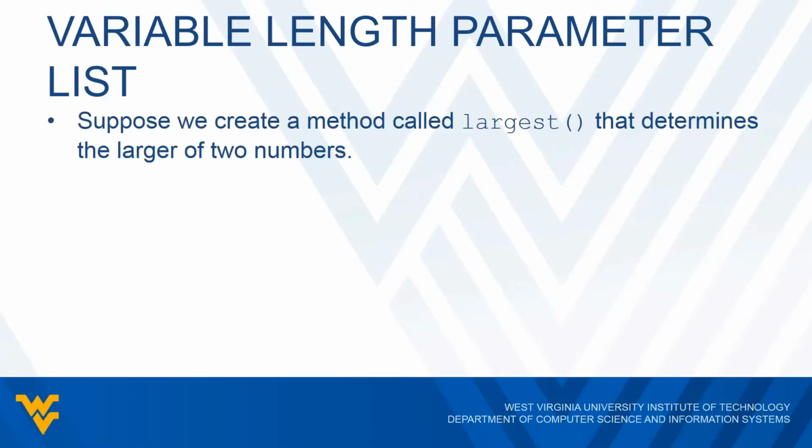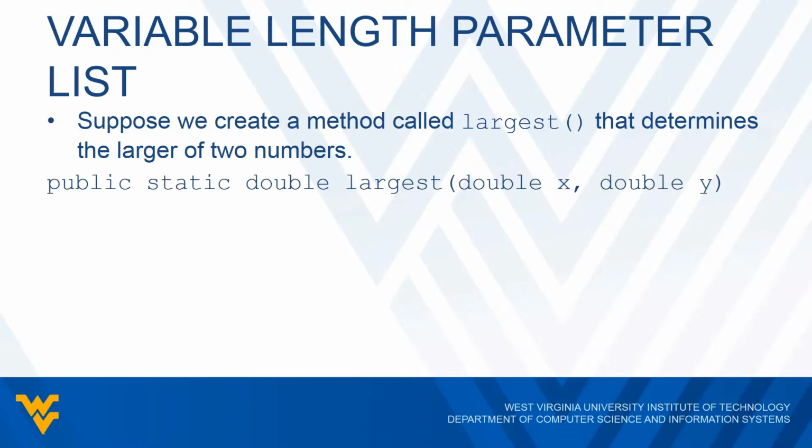Let's suppose we create a method called largest. The purpose of this method is we want to determine the largest of two different numbers. So how do we go about creating at least the header of that method? Think about it for just a second. If you need to pause, go ahead and pause. It should be pretty straightforward. We can say something like public static double largest, and then we can pass double x and double y. We can just simply return whichever value is the larger of the two. This doesn't seem to be very difficult, right?